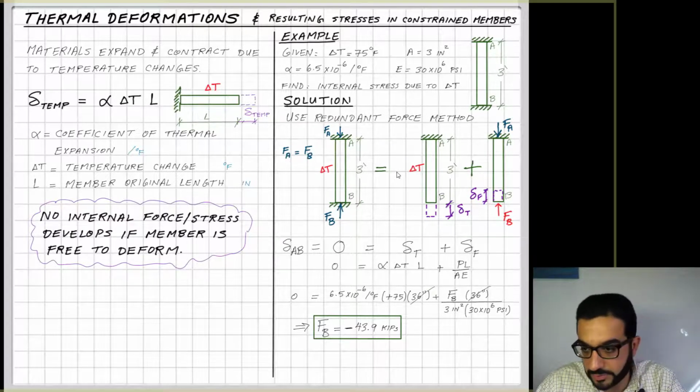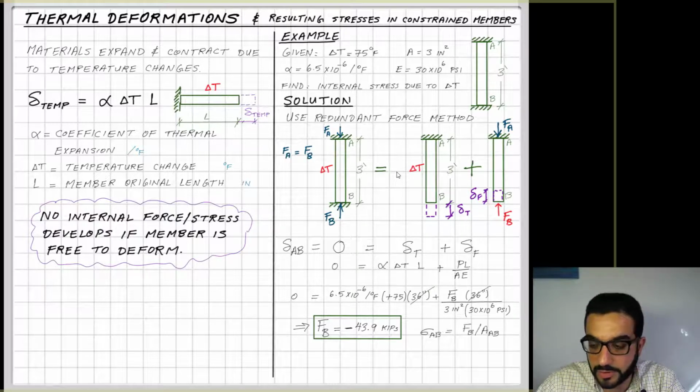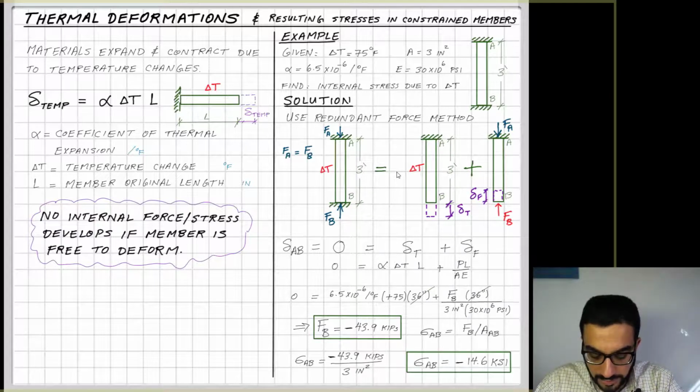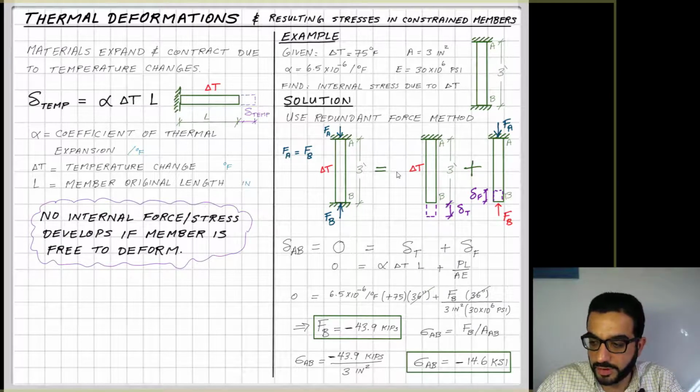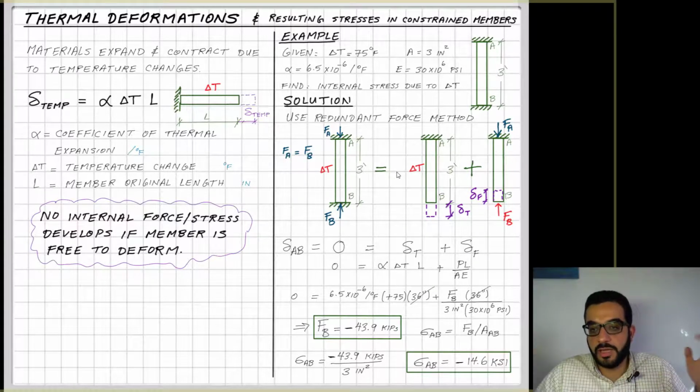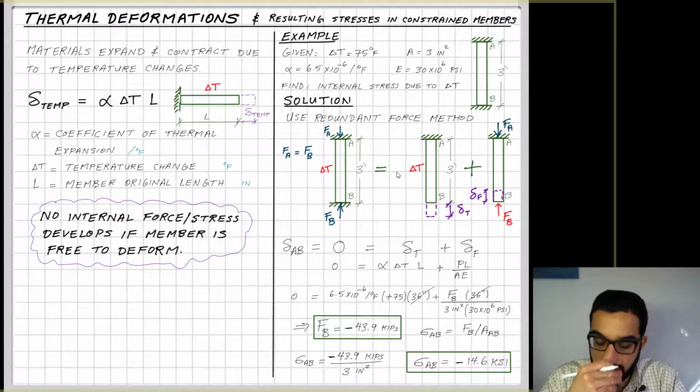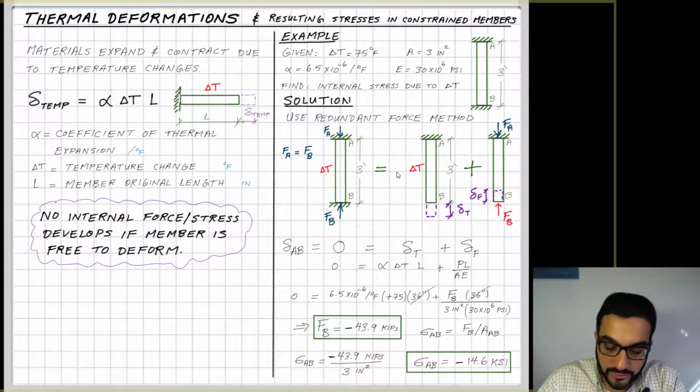So if FB is equal to negative 43.9, then I can plug this in to figure out the sigma, the internal stresses, and that will turn out to be negative 14.6 KSI. Now we're done with the example, so we figured out what this bar really feels when it's squeezed. It expands, but it can't because of the supports at A and B. But I'll give you some real-life examples and implications of thermal deformations.